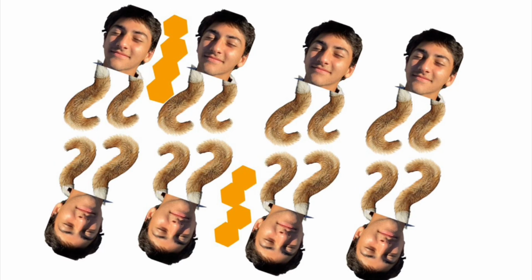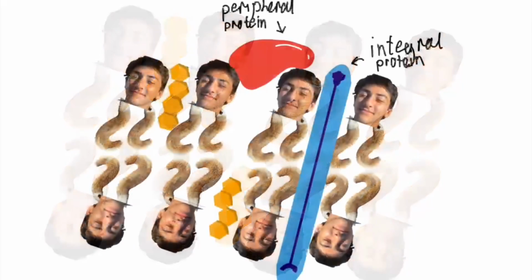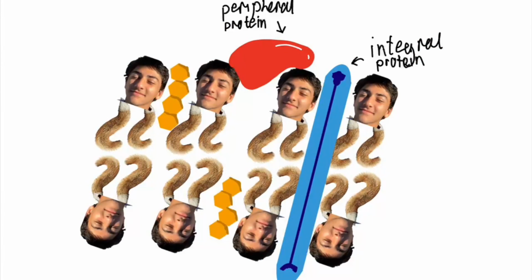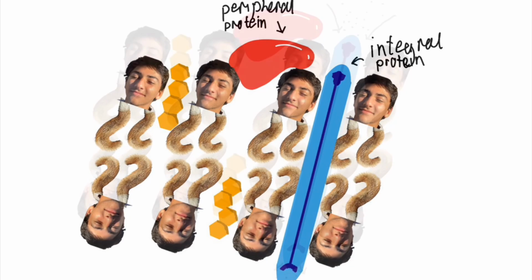Next, we will talk about different proteins and their functions. As labeled in the diagram, you can see an integral protein and a peripheral protein. These two proteins have very different functions. Integral proteins, as seen, span through the entire cell membrane and act as hallways for material to pass through, while peripheral proteins offer support and structure to the membrane.